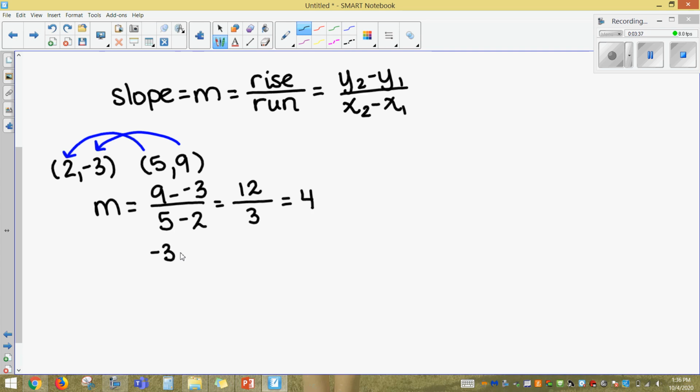Now, again, we said the order that we subtract them doesn't matter. With the y's, I took 9 minus -3, but maybe you started with -3 and subtracted the 9. You're allowed to start with the -3 instead, if you prefer, as long as when you go to the bottom for your x's, you start with the 2. Whatever y you start with on top, you have to start with that corresponding x value on the bottom. Notice that -12 over -3 is still equal to +4.